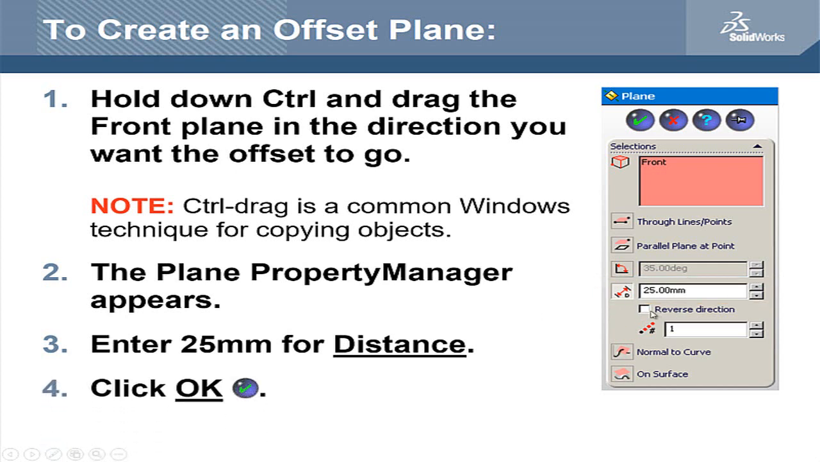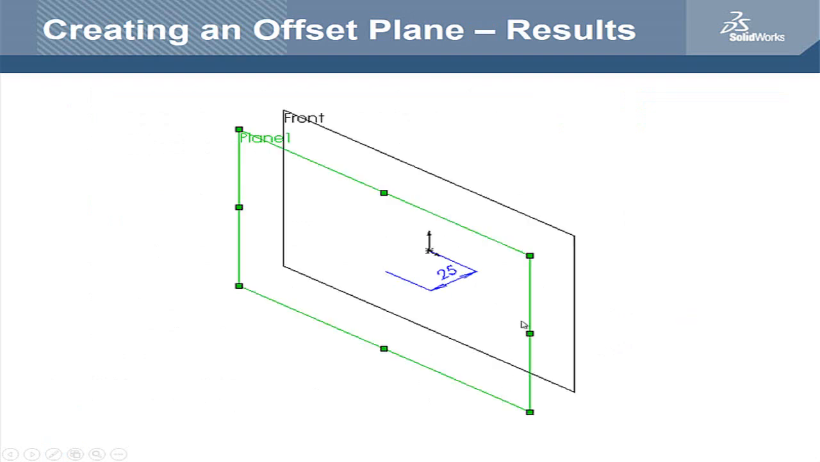Now, if it's on the wrong side, you can click on this reverse direction to get the plane on the opposite side. It would be like a negative 25. Then click OK when the plane's in the right position. So here we have the front plane, and then this is 25. Now, if I had hit the reverse direction, then the plane would be on this side of the front plane instead of this one. The reverse direction obviously would be like negative 25, but we just reverse and it's 25 in the opposite direction.